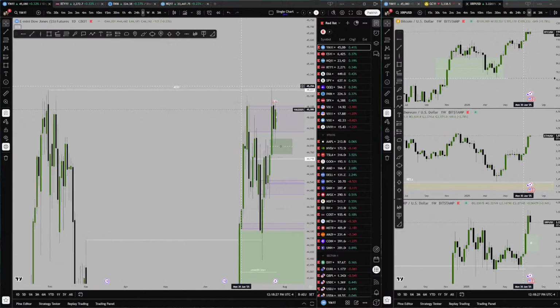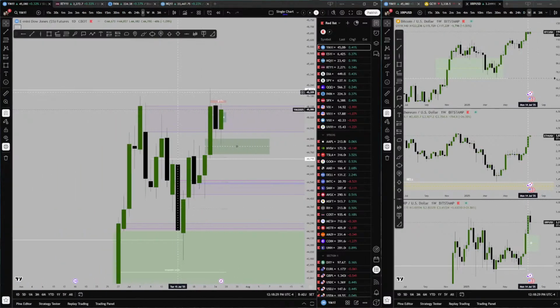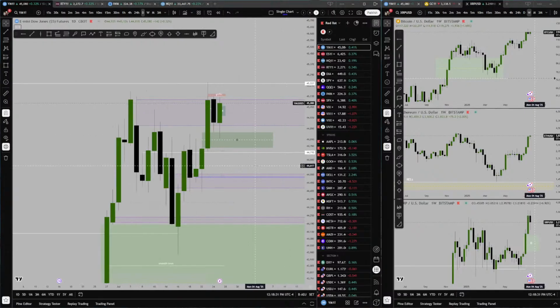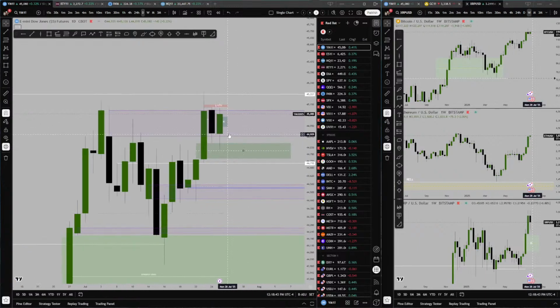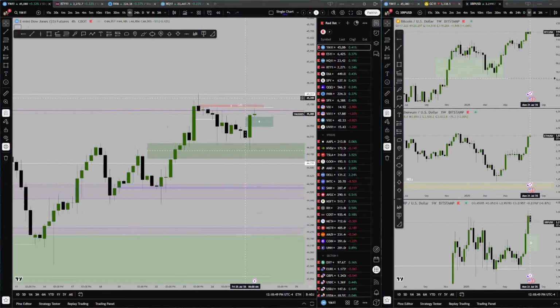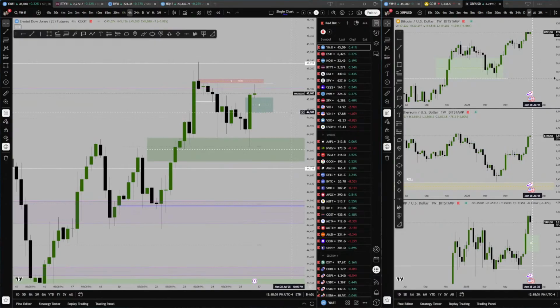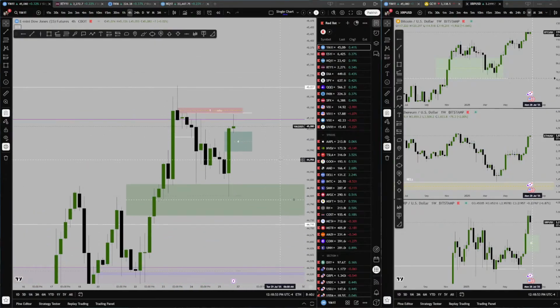So yeah, YM's manufacturing the highs. We've got some displacement here above this order block. And then yeah, we came back and retested that. So it looks very bullish, and then we were displacing here on the 4 hour.